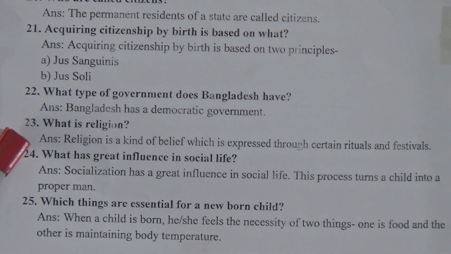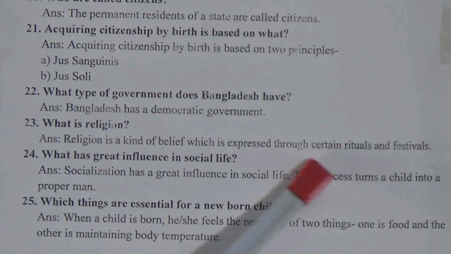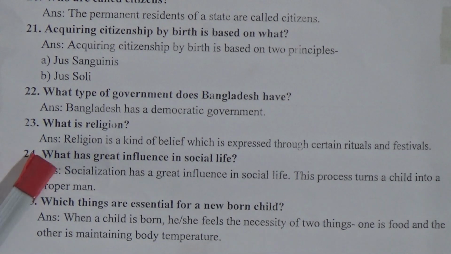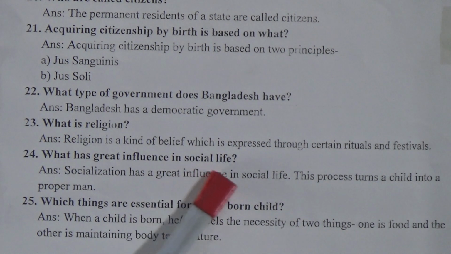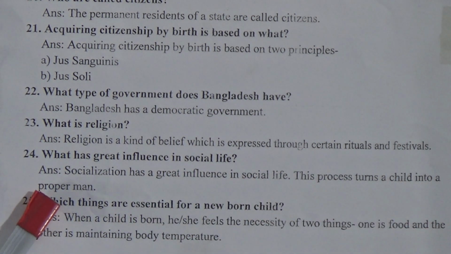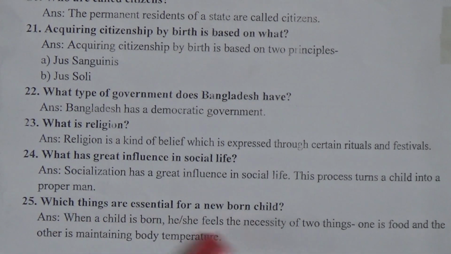Number 23, what is religion? Religion is a kind of belief which is expressed through certain rules, rituals and festivals. 24, what has great influence in social life? Socialization has a great influence in social life. This process turns a child into a proper man. 25, which things are essential for a newborn child? When a child is born, he or she feels the necessity of 2 things. One is food and the other is maintaining body temperature.